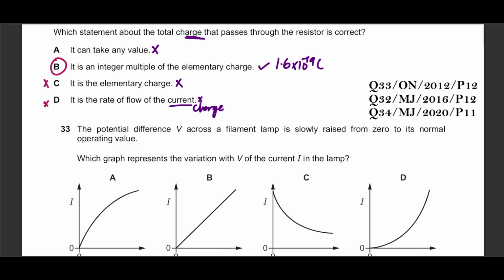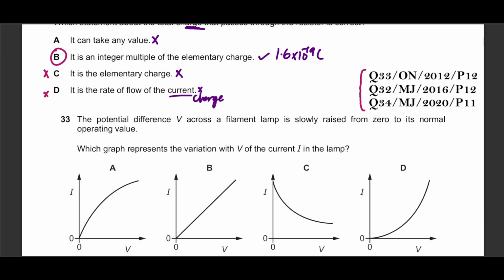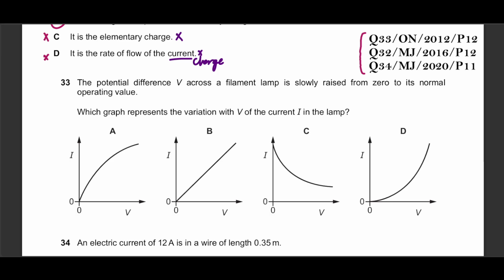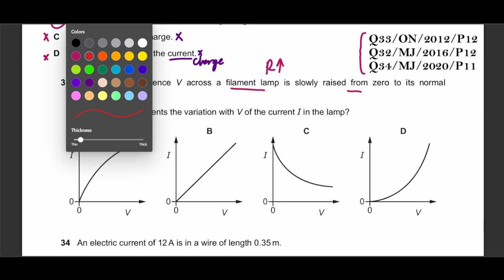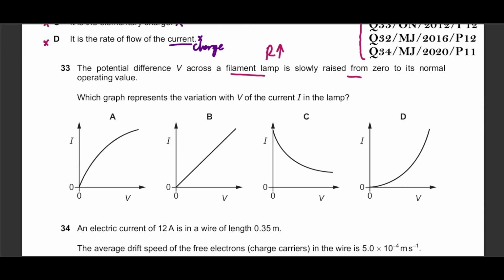Question number 33. You will find that question number 33 is repeated in past papers as well. You can go back and check. The potential difference across a filament lamp is slowly raised from 0 to its normal operating value, and we know for a filament lamp the resistance increases as it gets heated up. So which graph represents V and I?